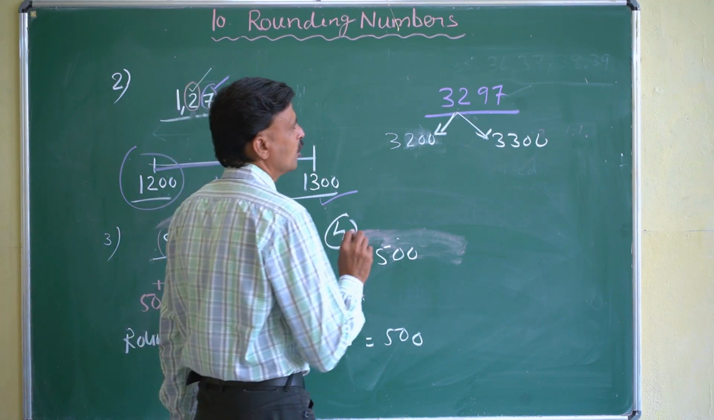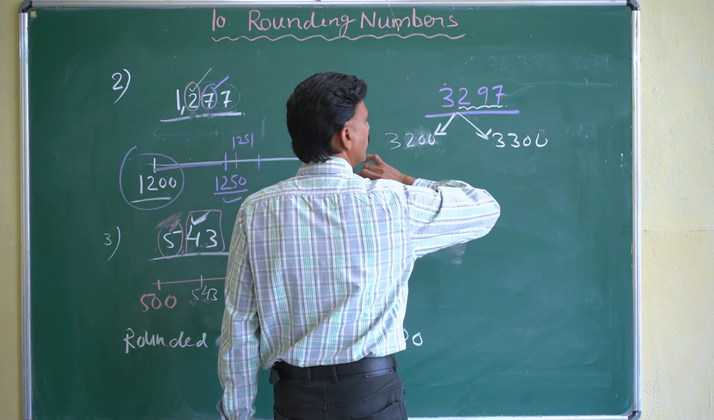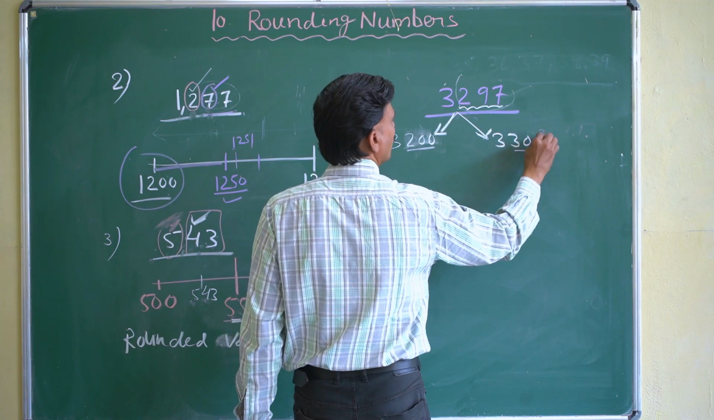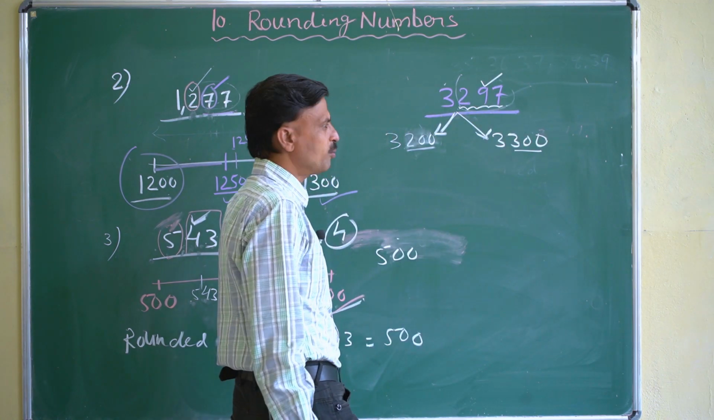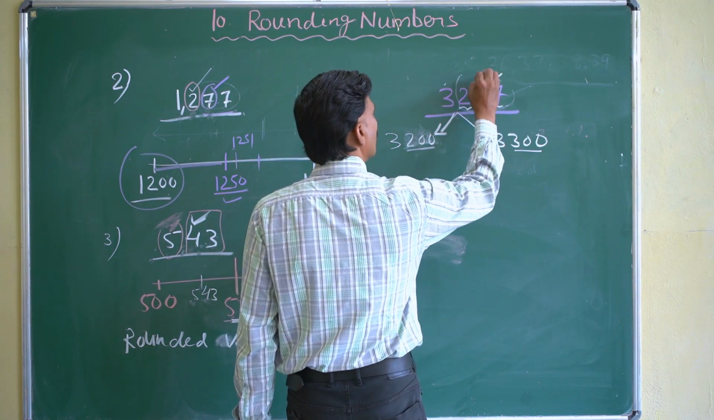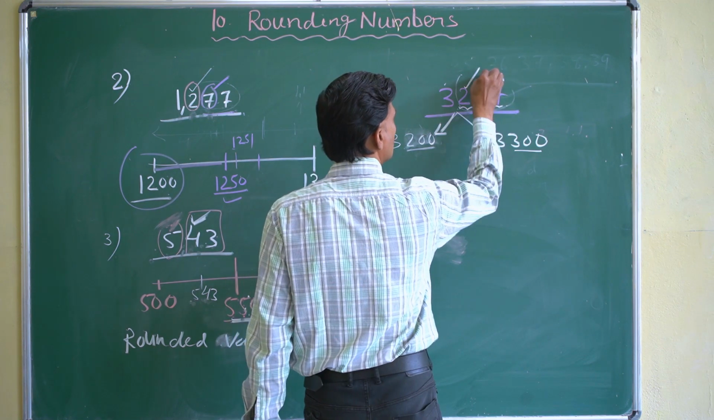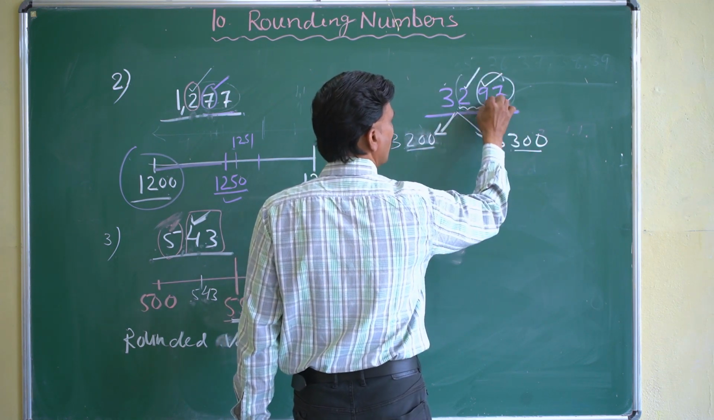So we have to check. Since we want to round off this value, the 3000 will remain the same, so this will be near to 200 or 300. So what we'll do, we'll see the tens place digit. What is the tens place digit? That is 9. Since this is 9, this will be increased by 1 and these two become 0. So when this increases by 1, it will be 3, the other will be 2.